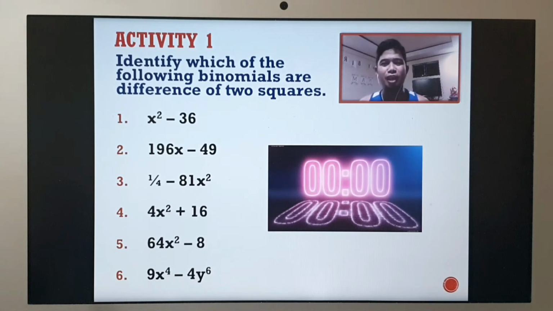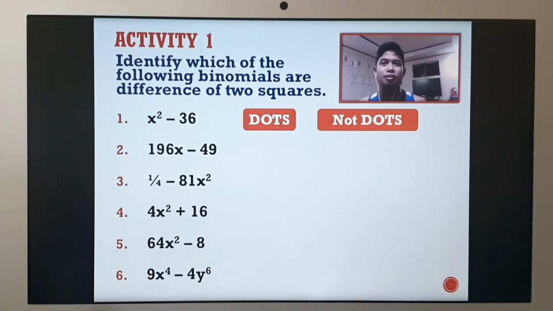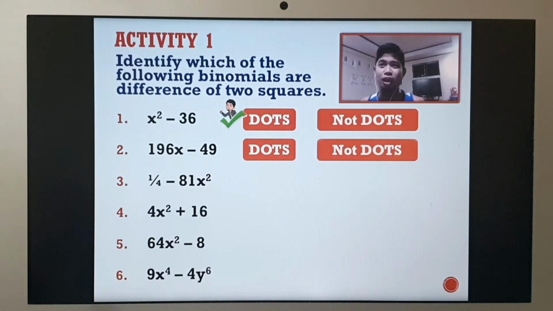Okay, time's up. Let us check. Let's start with number 1. Is it DOTS or not? If you answer DOTS, then you are correct. How about number 2? Is it DOTS or not? If you answer not DOTS, then you are right, because the term 196x has no exact square root.